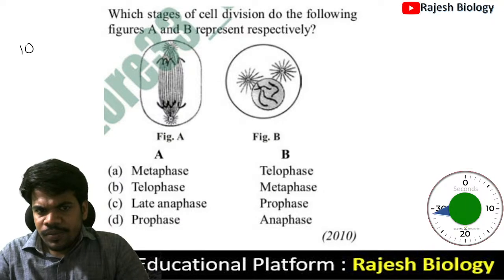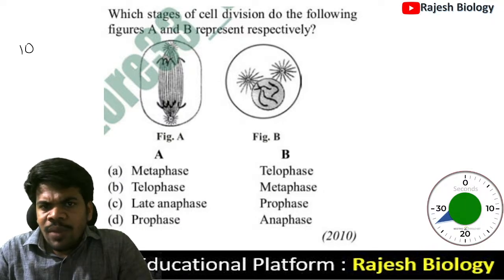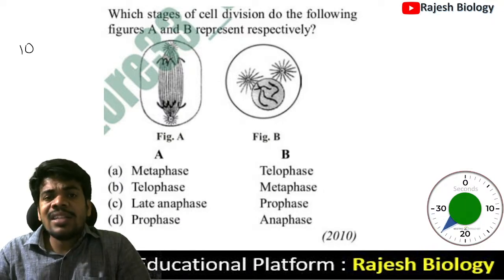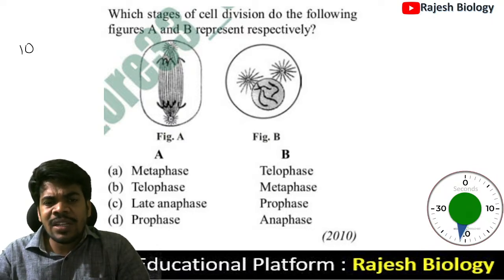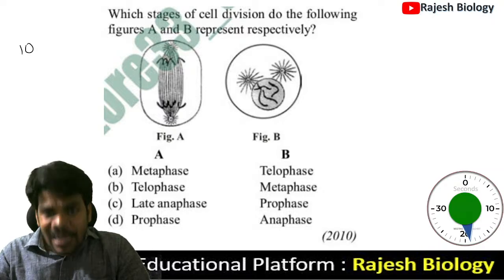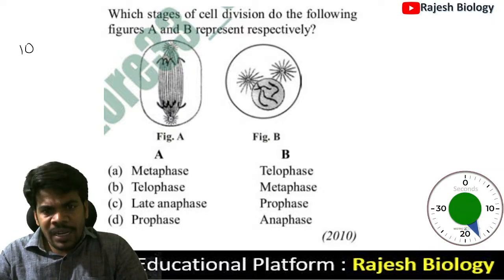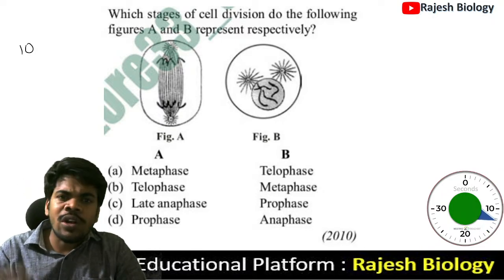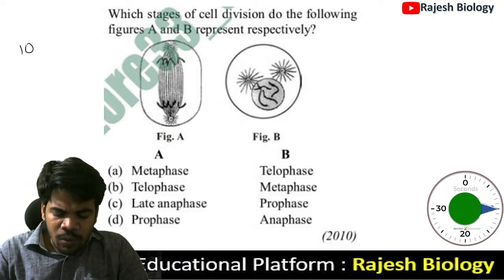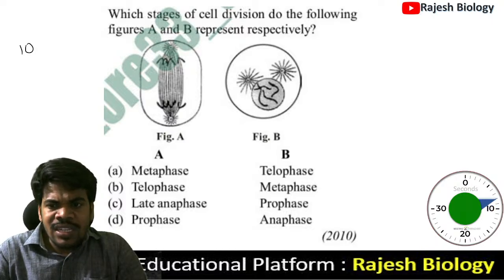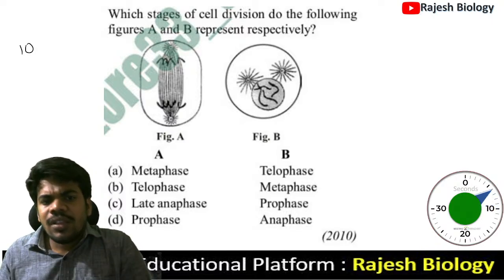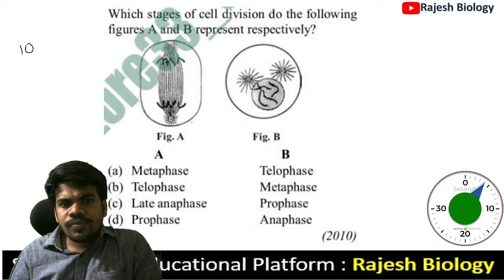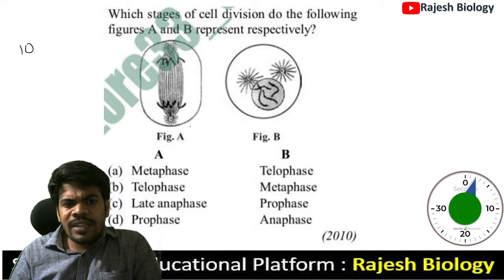10th question. These diagrams may not be there in the NCERT textbook, but these two diagrams are important. They are present in practicals. In practicals, one of the important practicals is onion root tip. We have to identify the stages. In that manual they are mentioned, which phase it is.